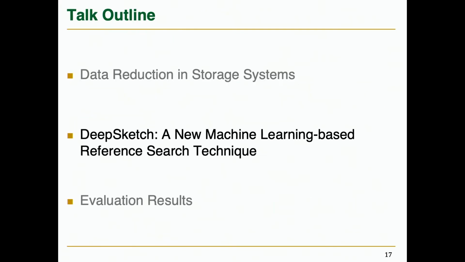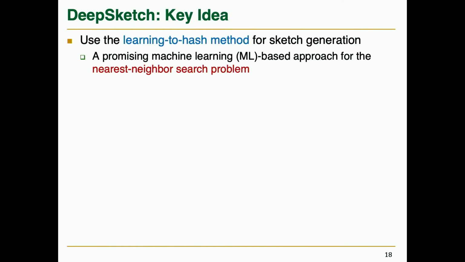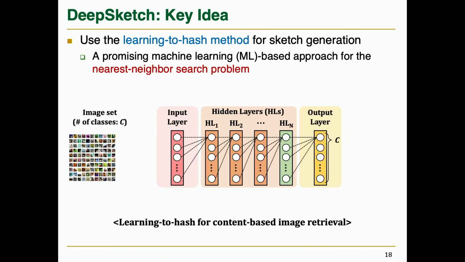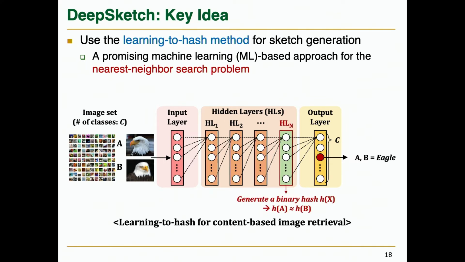Next, I will introduce DeepSketch, focusing on its key idea. Our key idea is simple. We use the learning-to-hash method, a promising machine learning-based approach for the nearest neighbor search problem. Let me briefly explain how a popular learning-to-hash method works for content-based image retrieval. It trains a deep neural network to classify a given image set and uses the last hidden layer to generate a binary hash value of an input image.